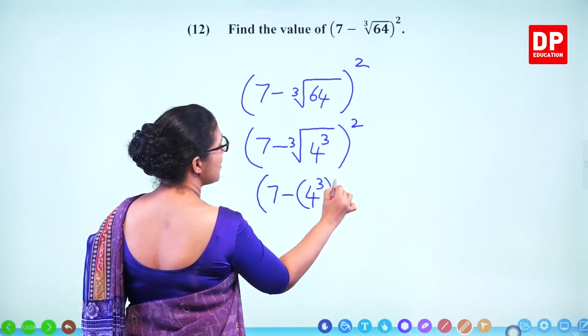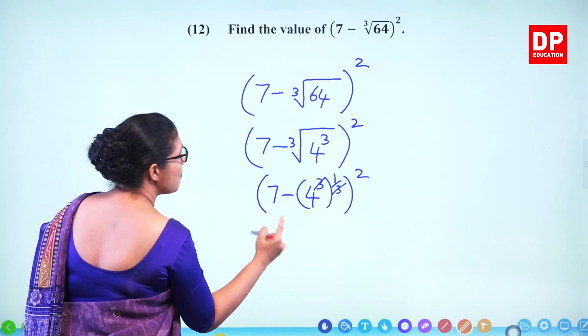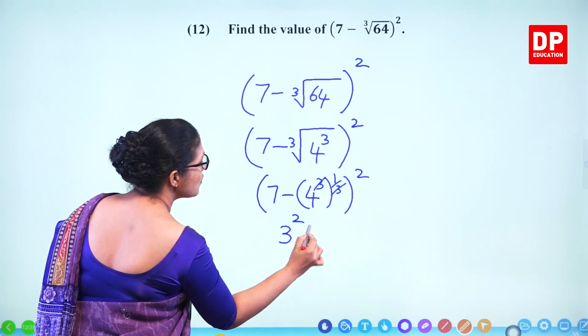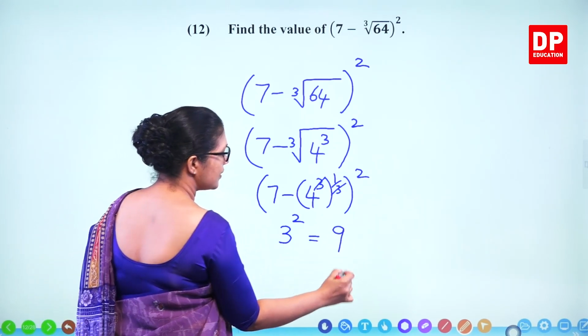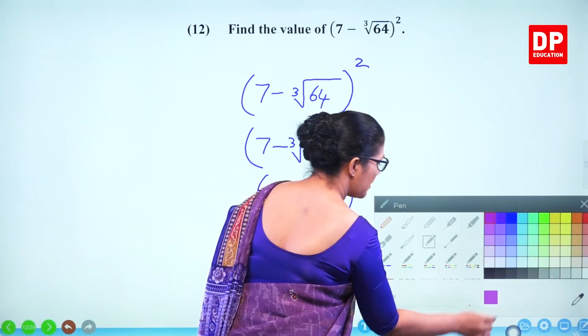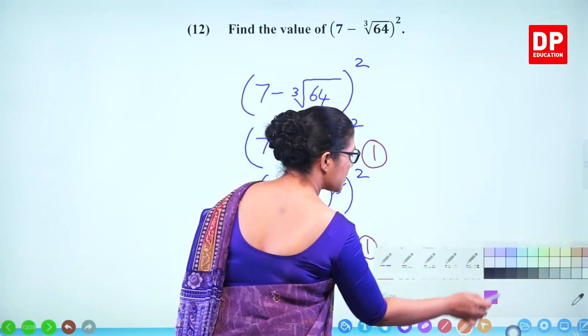3 with 1/3. So the 3 gets cancelled out. 7 minus 4 is 3. 3 squared is 9. So you get 9 as the answer. 1 mark here, 1 mark for the method.